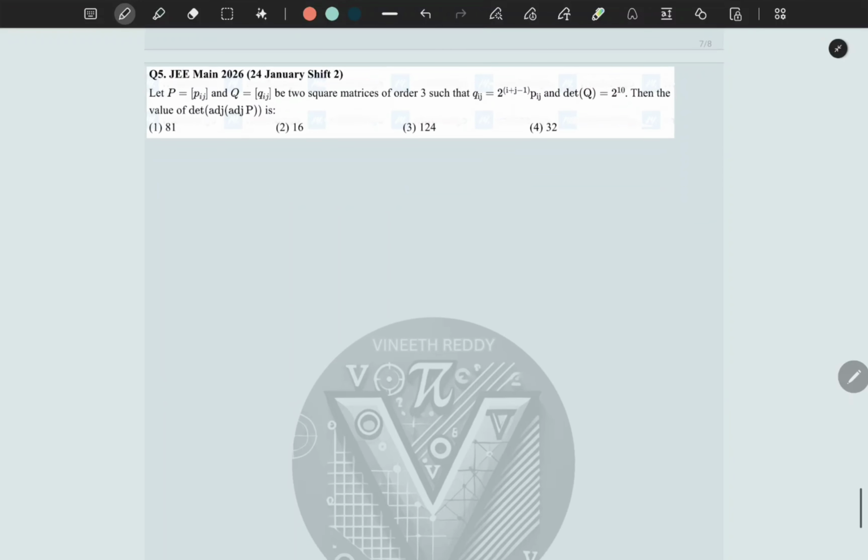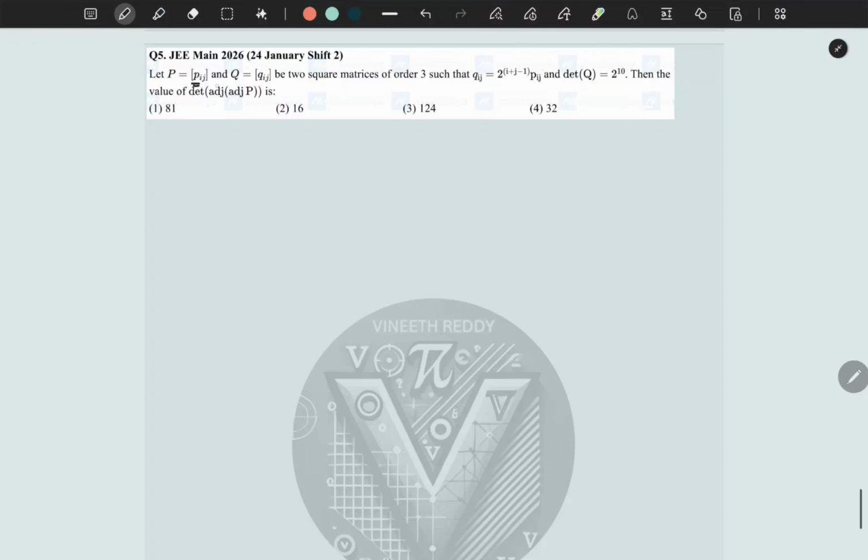Next question says, P is equal to this and Q is equal to this, two square matrices of order 3, such that Qij is equal to 2 raised to the power i plus j minus 1 times Pij. Determinant of Q is 2 to the power 10. Then the value of determinant of adjoint P.